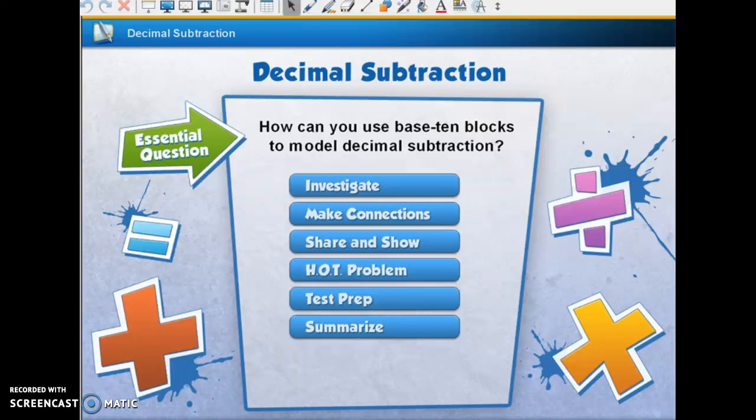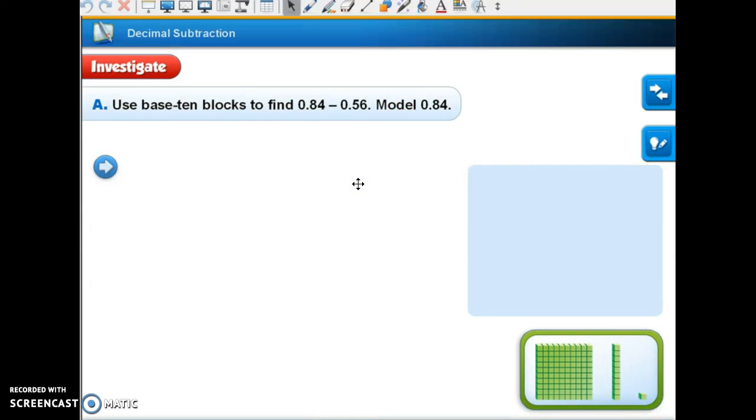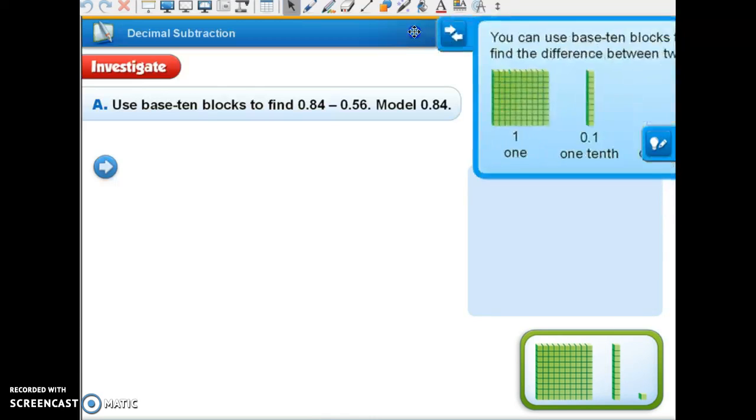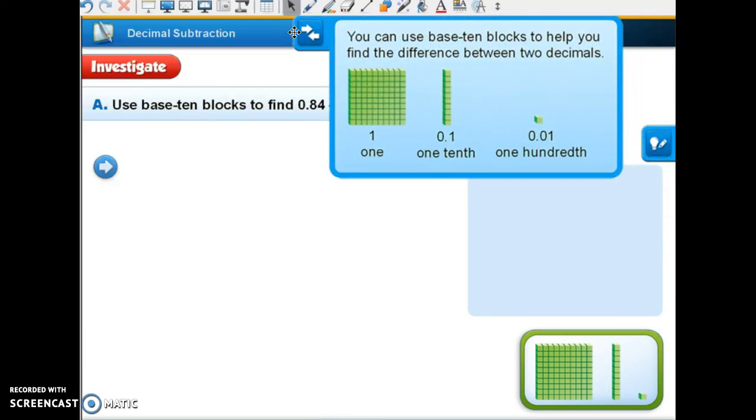Okay, today we're looking at lesson 3.6, decimal subtraction. How can you use base 10 blocks to model decimal subtraction? You should have out your base 10 blocks, and we're going to go ahead and look at that. Let's look at these little hints we have up here. You can use base 10 blocks to help you find the difference between two decimals.